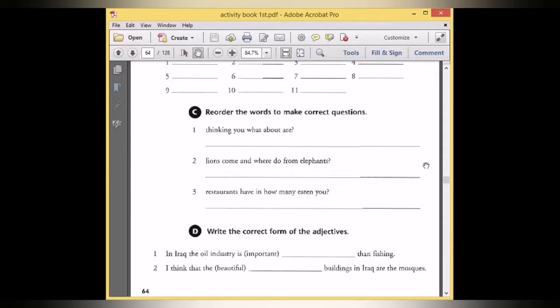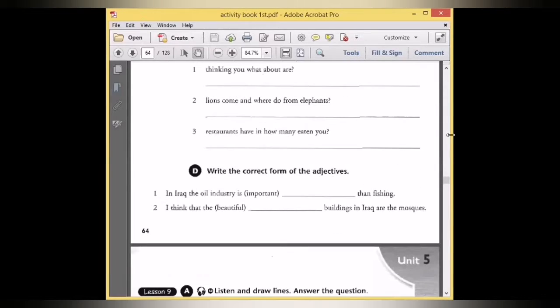So we have how many restaurants have you eaten in? Yes, Awab is the first one. Okay. Awab is the first one. And the answer is how many restaurants have you eaten in? Okay, Awab, you are first. Congratulations.